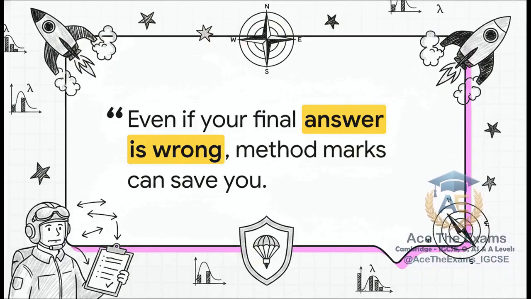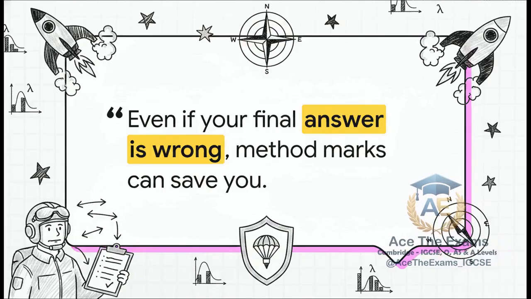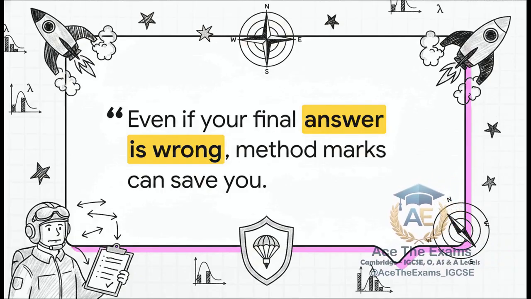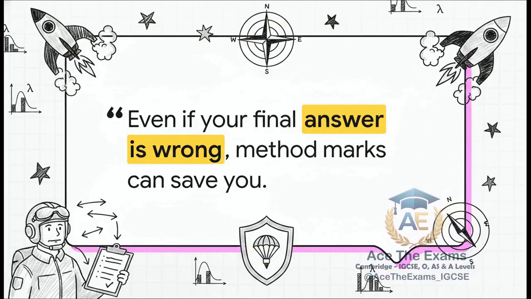Okay, resuming simulation. Listen to this massive insider tip. Students lose marks by not showing working. Even if your final answer is wrong, method marks can save you. Method marks are literally your parachute.